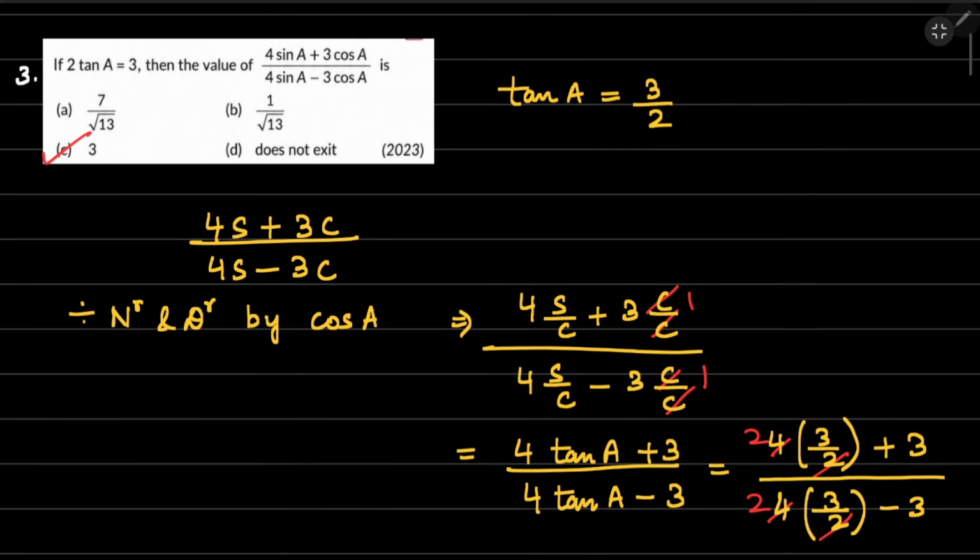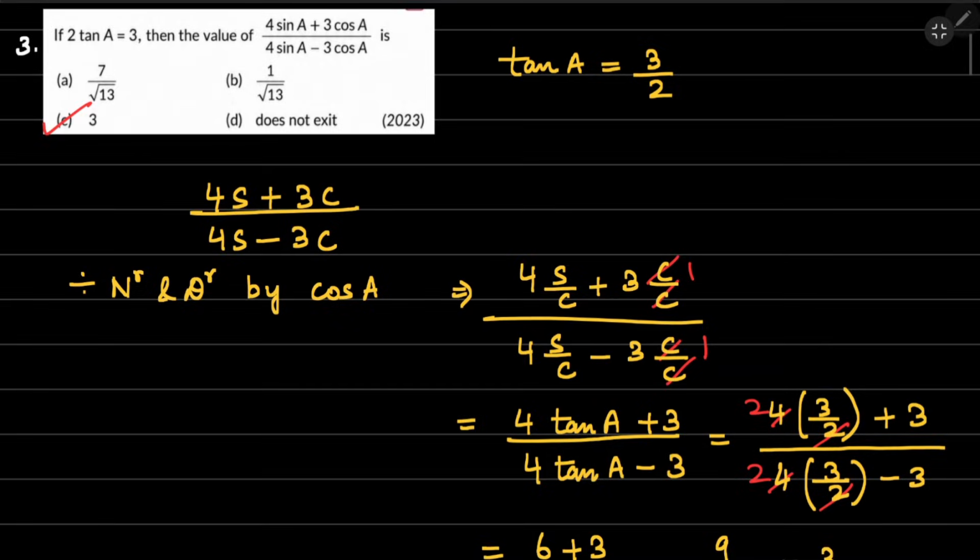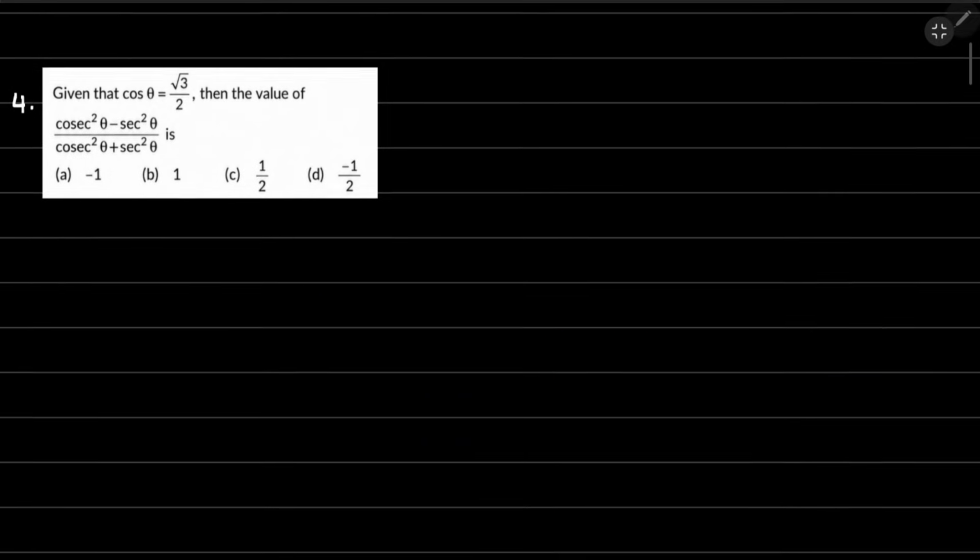Whenever you have an expression in terms of sin and cos, and if you know tan, divide all the terms by cos. So you will be getting tan directly. You can substitute the value and solve it. Let's move on to the fourth question.